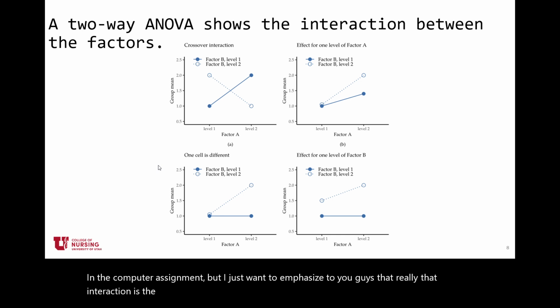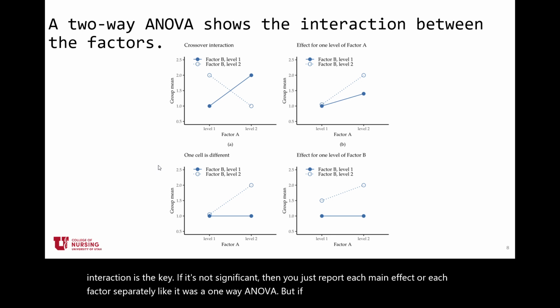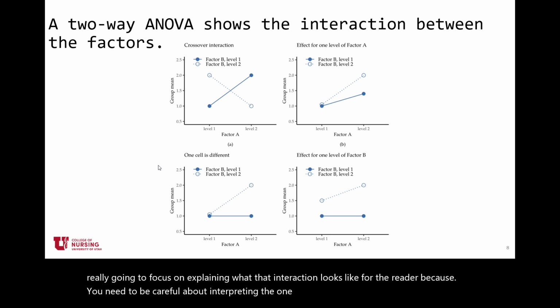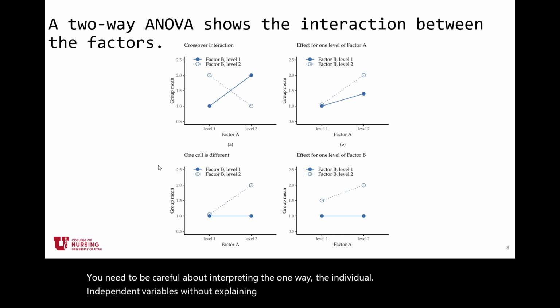If it's not significant, then you just report each main effect or each factor separately, like it was a one-way ANOVA. But if it is a significant interaction, then you're really going to focus on explaining what that interaction looks like for the reader, because you need to be careful about interpreting the individual independent variables without explaining that factor.